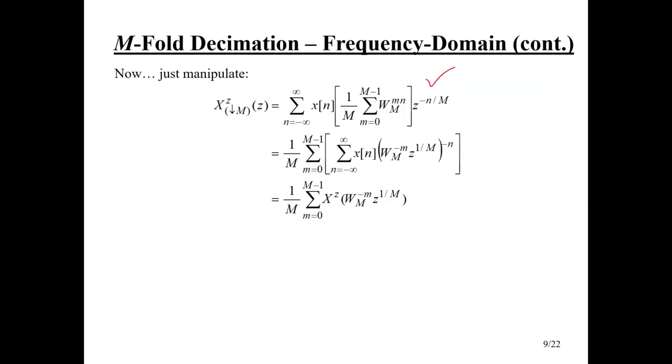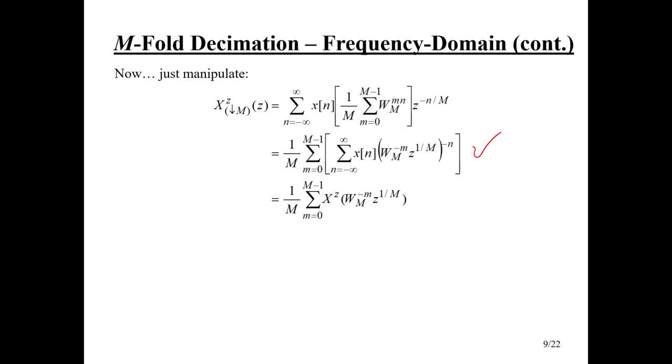I rewrote what we had on the bottom of the previous slide, and now you can see that I've interchanged the order of this. And I've pulled the 1 over m out in front because it is not a function of m or n. So I've pulled that out. And so now we've got this. And so now here's where that superscript comes into play. Let's just look at this line here.